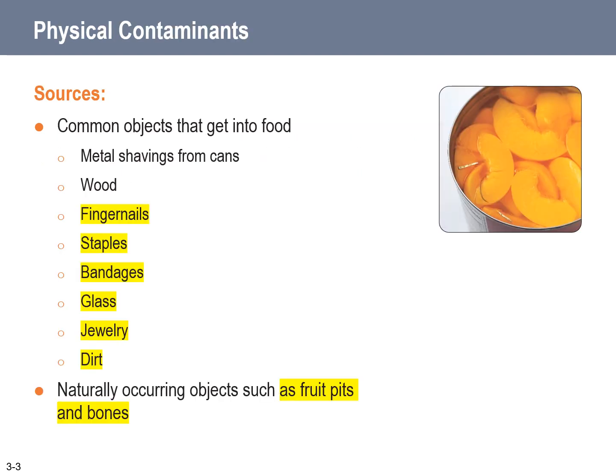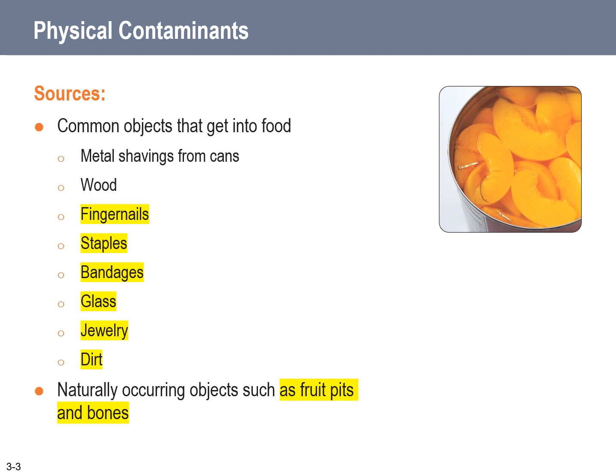So what are physical contaminants? Physical contaminants are items in food that you will consume that should not be in that food. There are outsourced items and naturally occurring ones. Some objects can be metal shavings from cans, like in the photo, wood, fingernails, fingernail polish, earrings, staples, bandages, glass, jewelry, dirt, pieces of a glove, a finger caught, plastic, cardboard, pieces from a rubber spatula that gets shaved off, all of that.